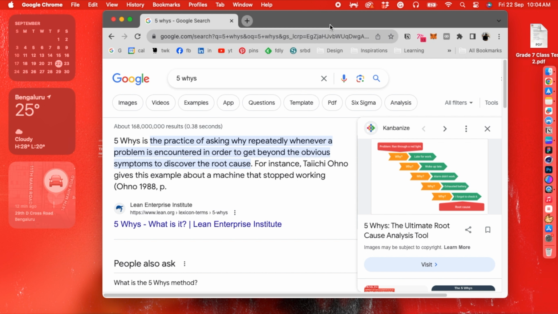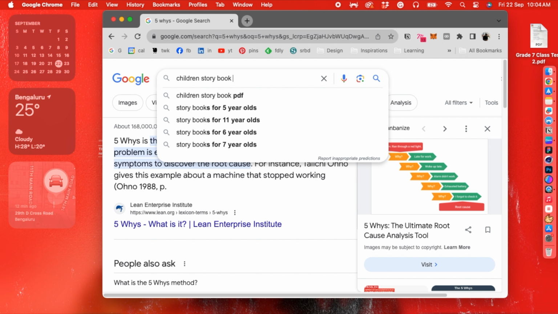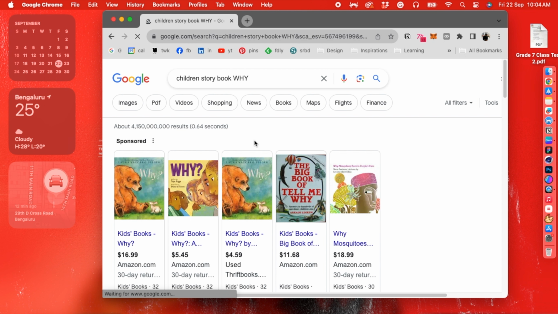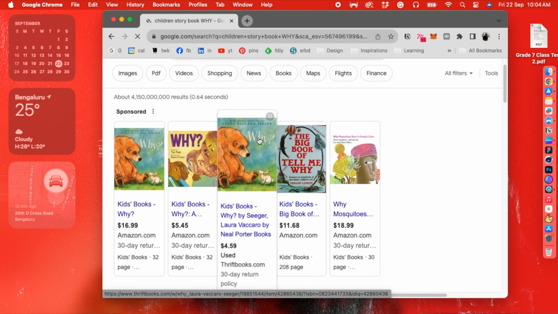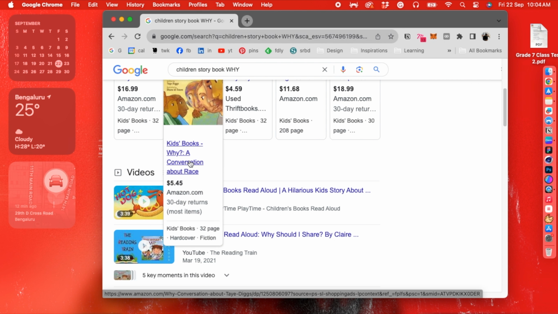So there is even a storybook called Why. It was about a girl who kept asking why, right? So it's a very interesting book. It's beautifully illustrated and all that.